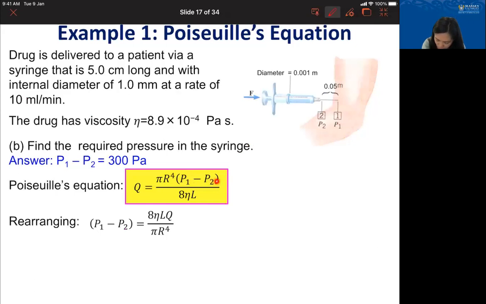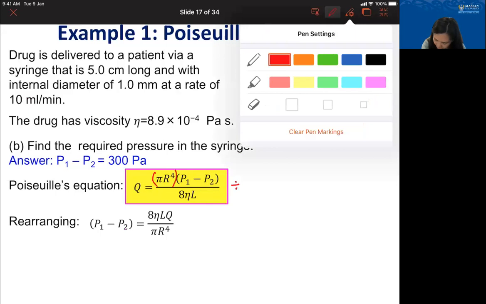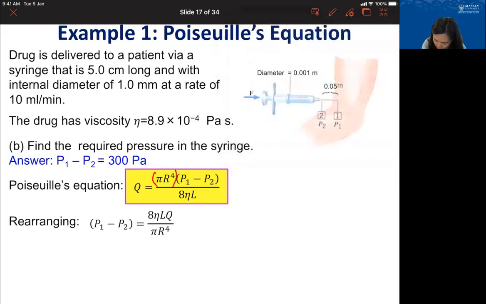So P1 minus P2 is being multiplied with this whole pi R^4, so we just divide both sides by pi R^4. And then P1 minus P2 is being divided by 8 eta times L, so we multiply by 8 eta times L on both sides. And we have this rearranged equation for P1 minus P2. And we know everything.